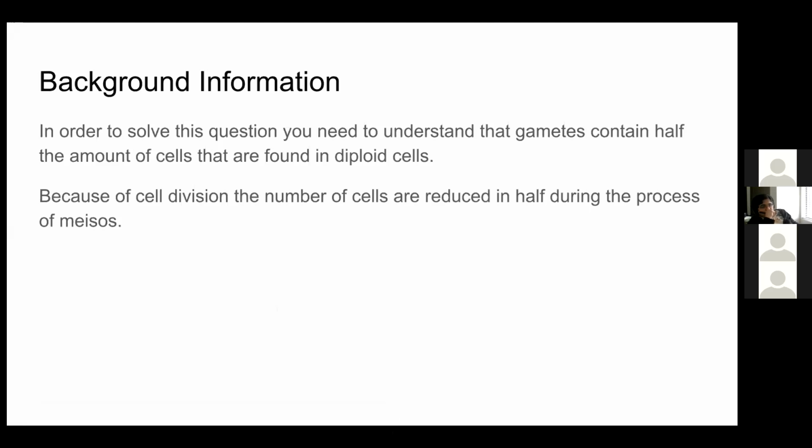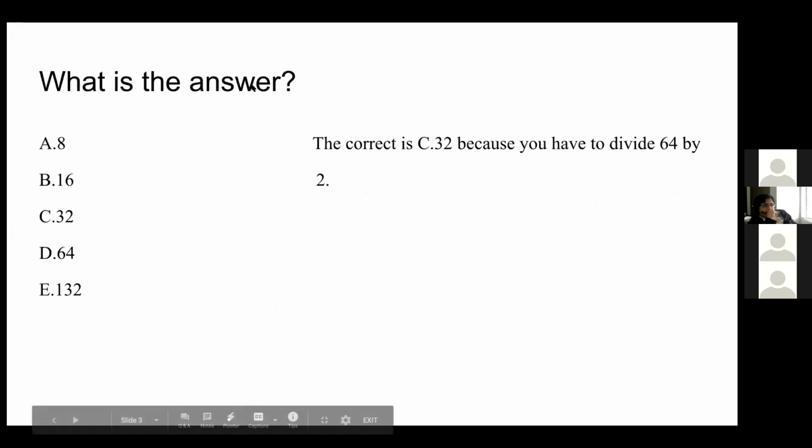We all know that human diploid cells have 46 chromosomes, and human haploid gametes have 23, which is half. So I think it's important to note that during the process of meiosis, the cells are reduced in half because of cell division. So that's how I got the correct answer, 32, because once you divide 64 by 2, that's what you get. Yep. Great job.